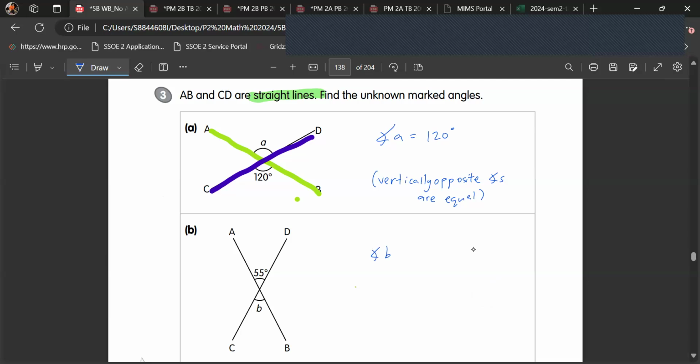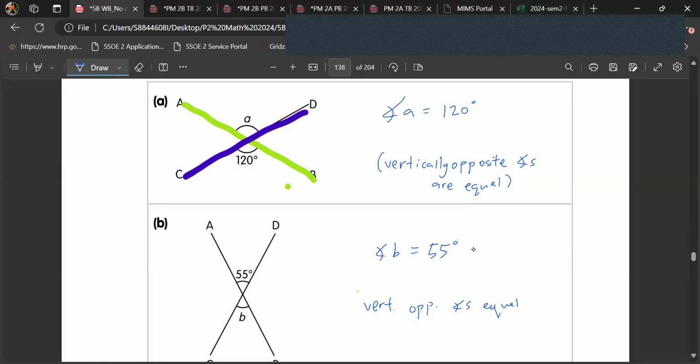I will also straightforwardly write 55 degrees, no workings needed. I do not need to use 180 minus this to find the answer, because the rule we learned, the relationship between two straight lines, already helped. If I want to write a shortcut, it will just be vert. opp. angles equal. That's a shortcut for me to remember. Is that okay?